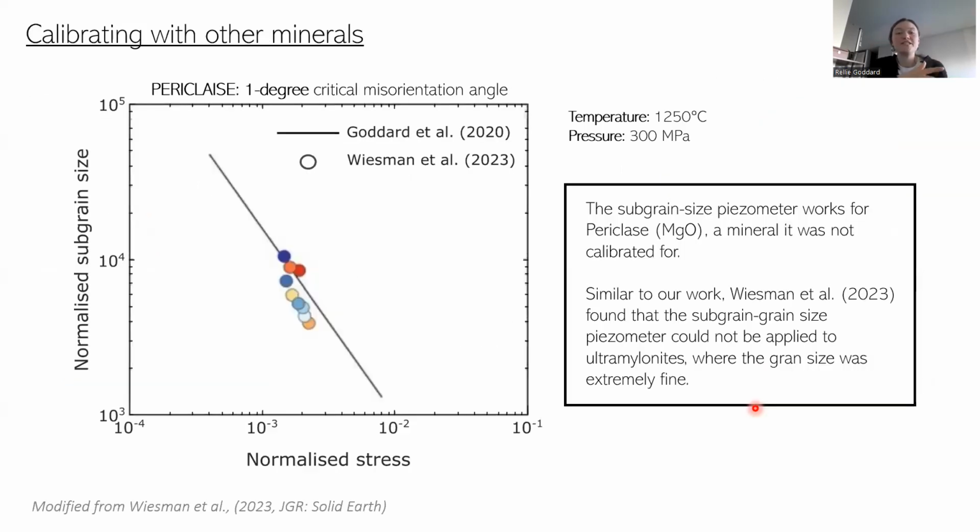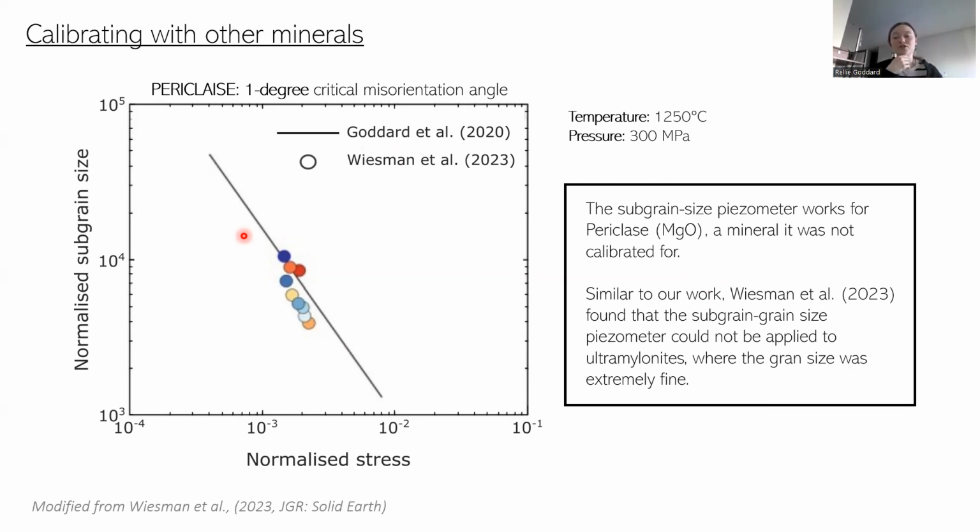However, other work that has been done by Wiseman on NGO has shown that you can use our calibration on other minerals. So these were some experiments that he did where he normalized the subgrain size and normalized the stress and plotted our generalized piezometer, and then did a load of experiments on periclase, so MgO, and found that certainly within error, it sits really nicely on our generalized relationship. I unfortunately wasn't able to get the data together for this talk, but I've actually just come back from doing some experiments on halite at the University of Cambridge.